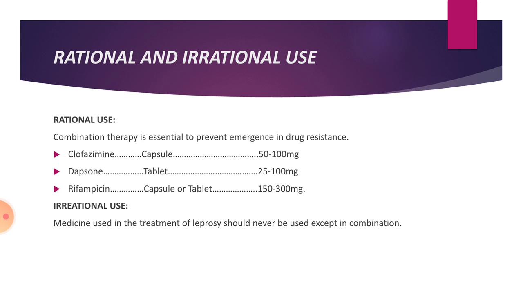The rational use is the combination therapy that is used to prevent emergence of drug resistance. Clofazimine is used in capsule form with a strength of 50 to 100 milligram depending upon the weight of the patient. Dapsone is used in tablet form, 25 to 100 milligram strength. Rifampicin is used as capsule or tablet with 150 to 300 milligram of strength. Its irrational use is when we don't use it in combination.